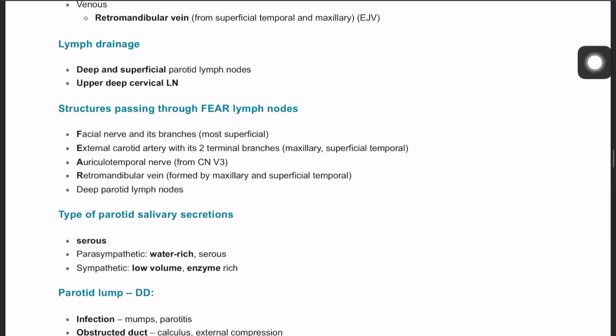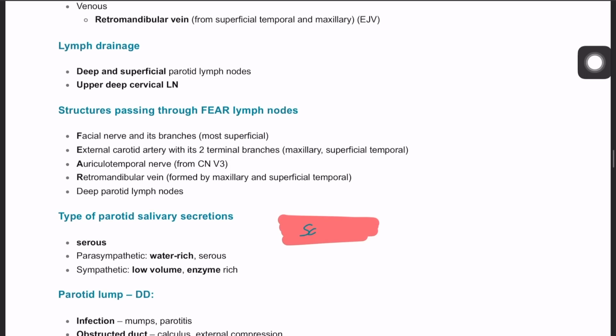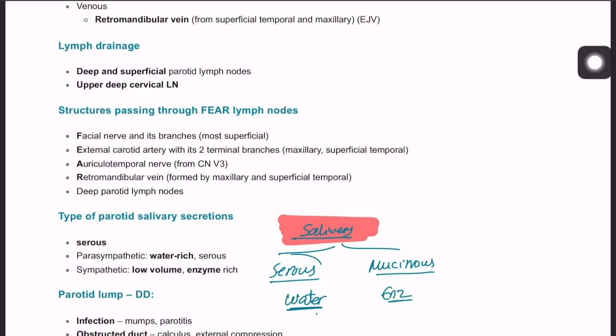Types of secretions of the parotid salivary gland. Generally, salivary gland secretions can be one of two things: a serous secretion, which is watery or water-rich, and a mucinous secretion, which is generally enzyme-rich. Usually the watery secretion is from the parasympathetic supply, and the mucinous secretion is from the sympathetic supply.